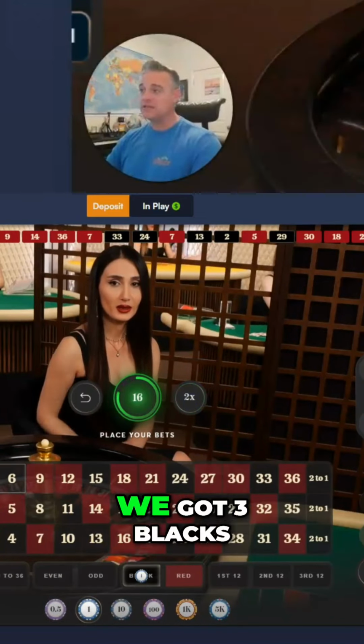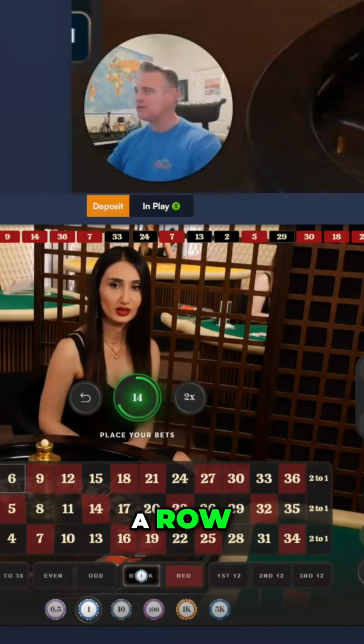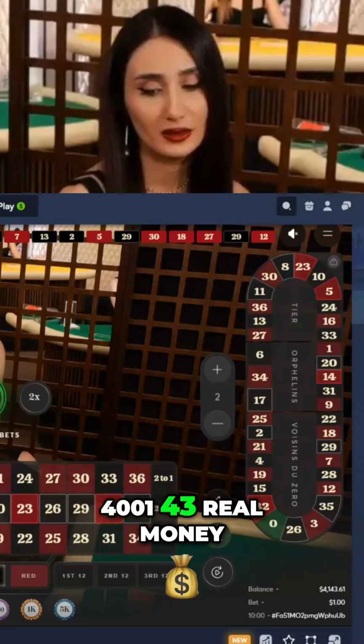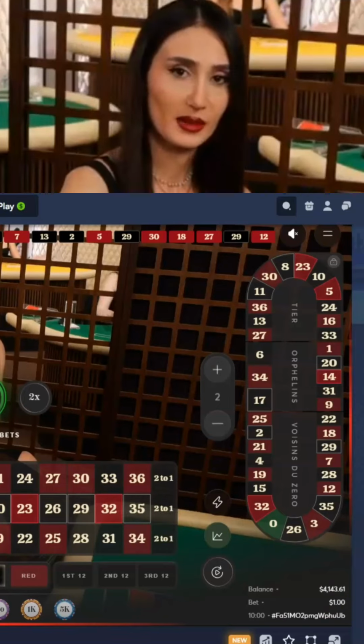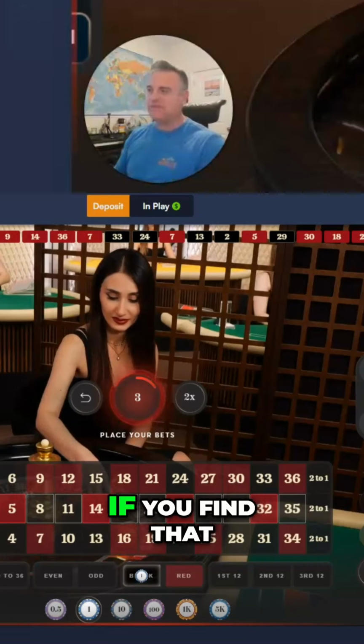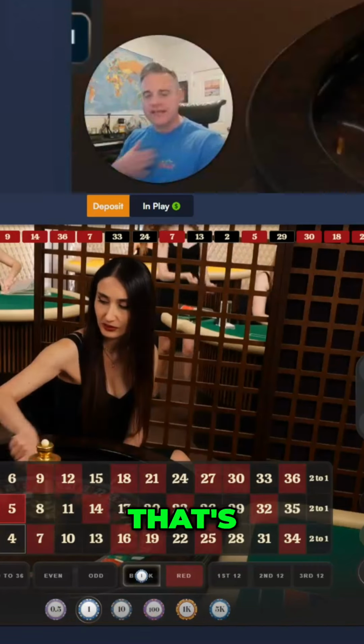We won again, so look, we got 3 blacks in a row. That's 3 wins in a row. Not too shabby. We're at 4,143, real money. And the reason I was bringing up that whole point of if you find that you've lost like 3 in a row, that's just my limit.